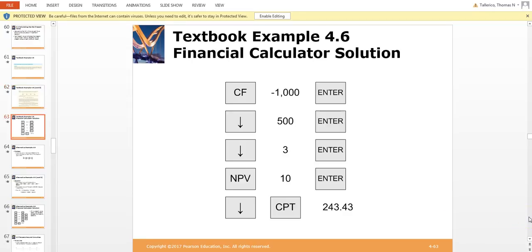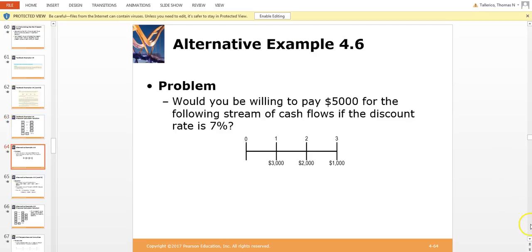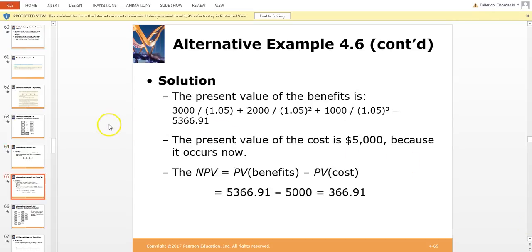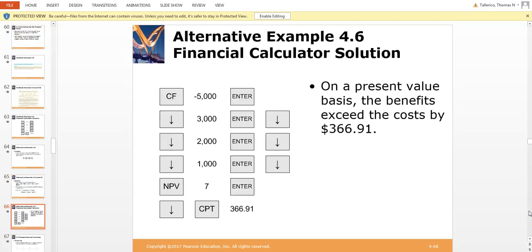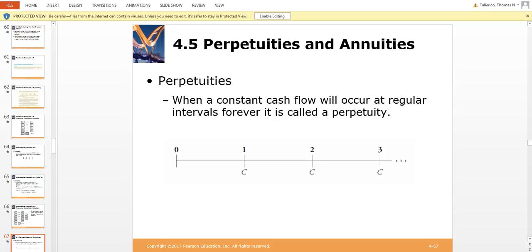Then they show you how to do it with a financial calculator. And here's just another example at a 7% cost of capital. Again, they go through all this mathematics, and they come up with the net present value, which is the benefits minus how much you initially invested, is positive. Therefore, the investment is worth doing. The rule is that if the net present value is positive, it's making money for you and the shareholders. And again, they go through the calculator.